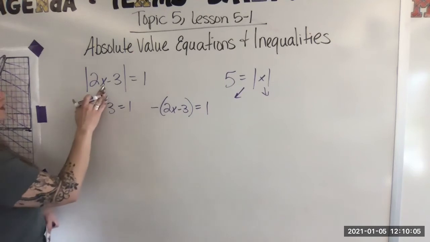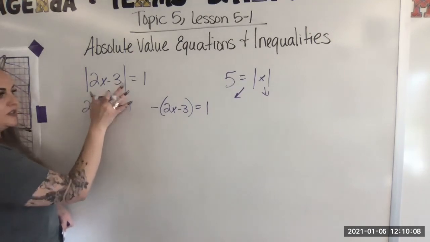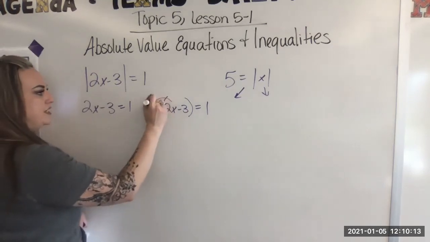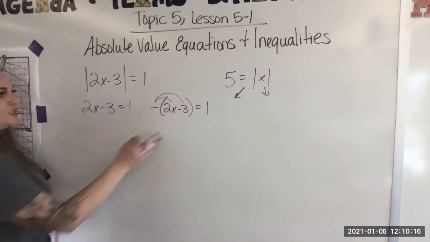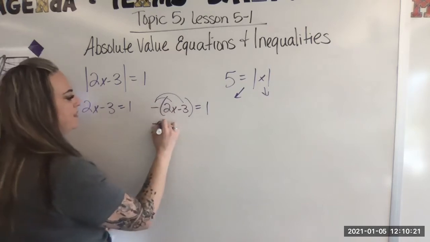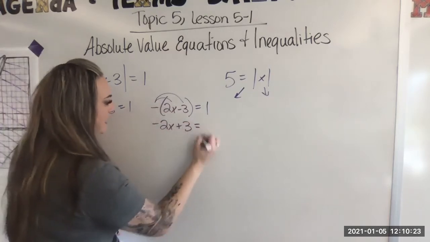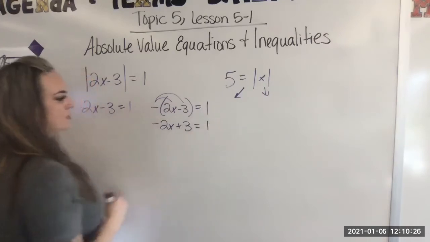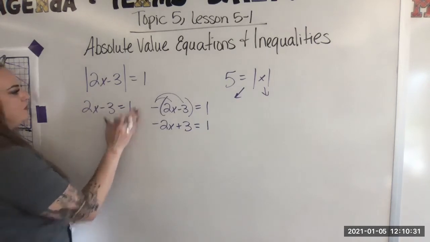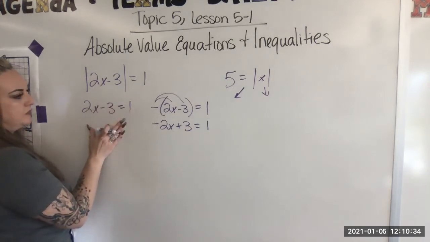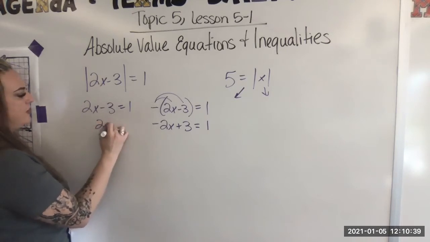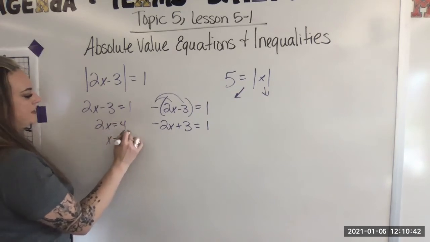Remember, x was inside of the absolute value bars. So it can either be a positive or a negative. And we do need to distribute that now. Okay, if it's an expression, you're going to rewrite it, but you need that negative in front of the parentheses. So this actually becomes negative 2x plus 3 equals 1. And this one is 2x minus 3 equals 1. This was our original one. So let's solve this. We add 3 to both sides. 2x equals 4. So x equals 2.